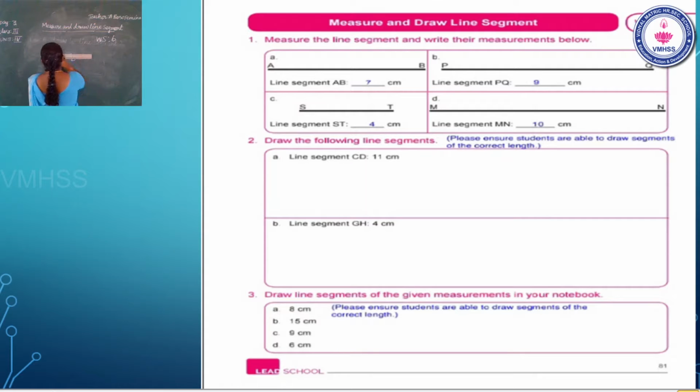So this is 0 centimeter, 1 centimeter, 2 centimeter, 3 centimeter, 4 centimeter, 5 centimeter, 6 centimeter and 7 centimeter. So the answer is 7 centimeter. Students, take a pencil and write on line segment AB, 7 centimeter. Write fast. You have 5 seconds only.